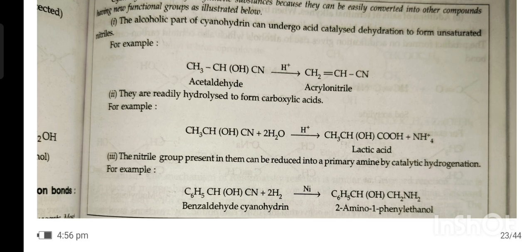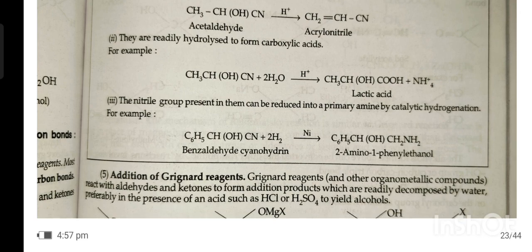Third, the nitrile group present in them can be reduced to a primary amine by catalytic hydrogenation. For example, benzaldehyde cyanohydrin in the presence of hydrogen and nickel gives 2-amino-1-phenylethanol.